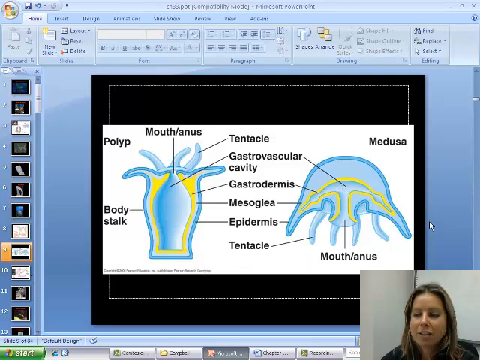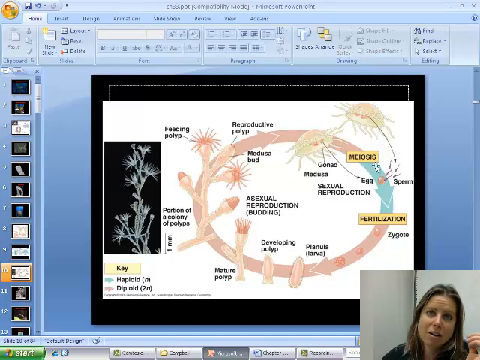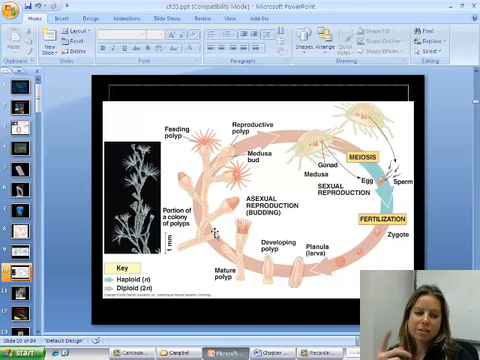Now, depending on the species, the class, all of that stuff, they can start out as a polyp and then end up as a medusa. They could start as a medusa and end up as a polyp. They can only be medusa, only be polyp. So there's a lot of variation as far as that goes. So in this next one, we're going to get into some more of the classes of these different guys.